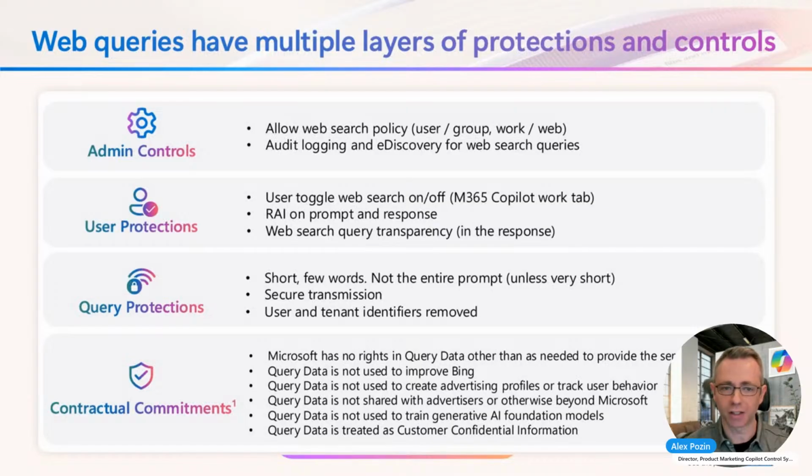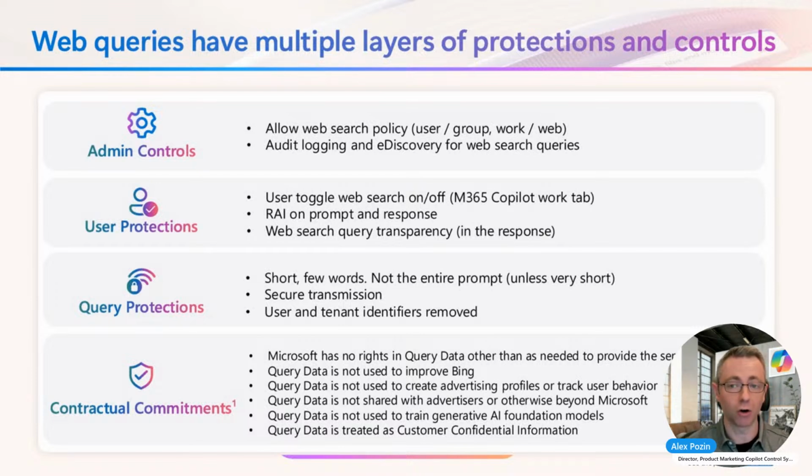So the questions you may be asking is, how is my data protected? What control do I have over how web search is used? The good news is you're always in control. Let's start at the top here, administrative controls. First, your administrators have the ability to determine who in your organization is able to use web search. We have a web search policy for that, so you can determine it by user or group. You can also control web search based on the work tab or the web tab in Copilot. So you have those abilities. And then, of course, you have the ability to audit what web queries are going out. And you can see those in the context of the prompt and response.